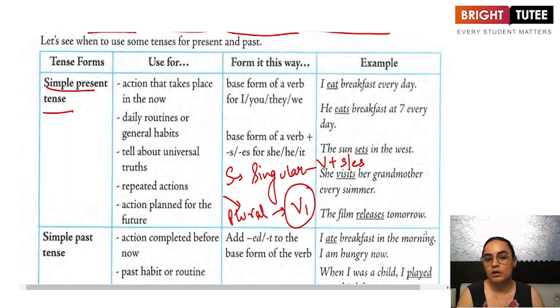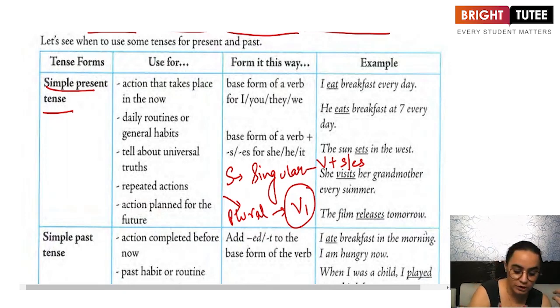Now let us talk about when we use the simple present tense. We use the simple present tense first for an action that is taking place at the present. Okay, I live in New Delhi, I study in class 12 and so on. For a daily routine or a habitual action, I go for a morning walk every day, I go to the temple every morning, I drink milk before sleeping every night. So these are daily routines, they are regular habits.